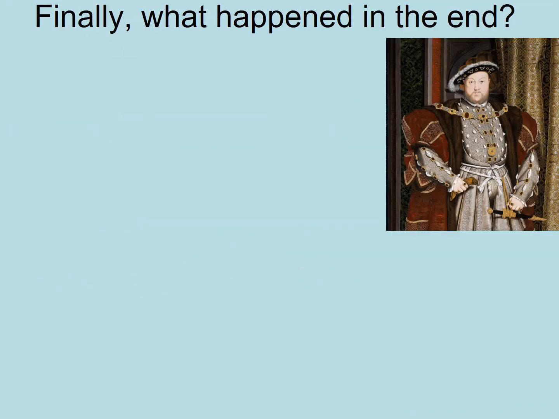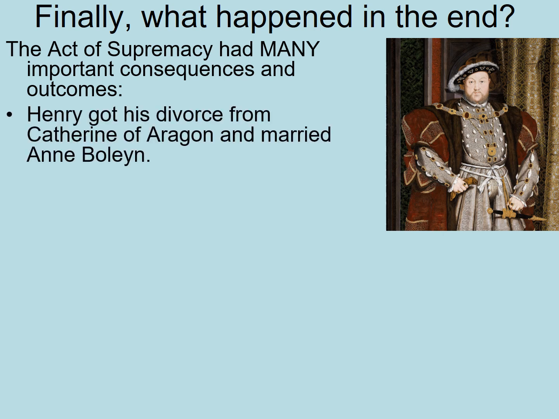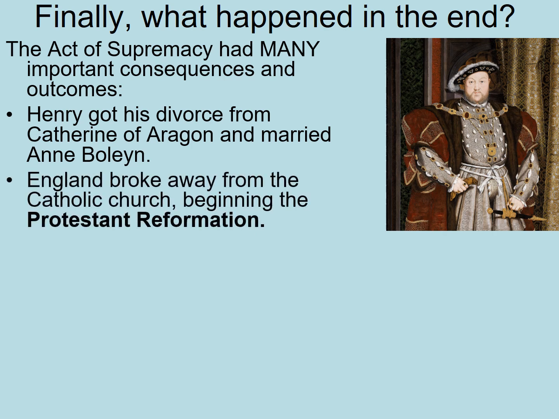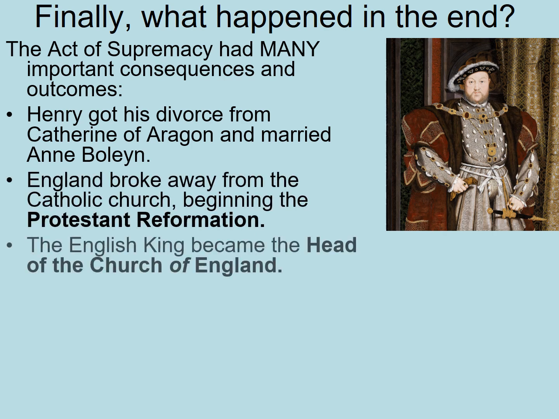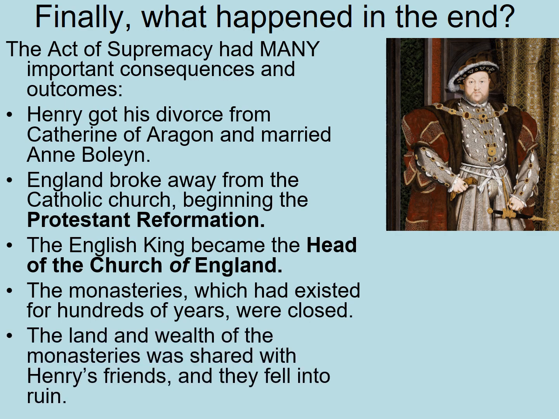Finally, what happened in the end? Well, this is a massive topic that's got lots of long-term and short-term outcomes. The Act of Supremacy had many important consequences and outcomes, including Henry got his divorce from Catherine of Aragon and married Anne Boleyn. England broke away from the Catholic Church, beginning the Protestant Reformation. The English king became the head of the Church of England, and the monasteries which had existed for hundreds of years were closed. Lastly, the land and wealth of the monasteries was shared with Henry's friends, and they fell into ruin.